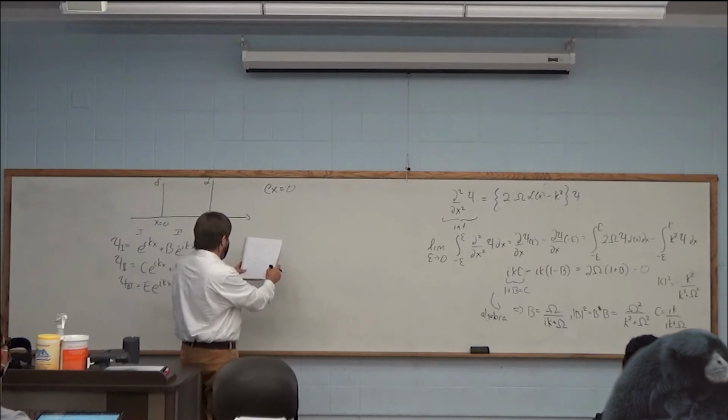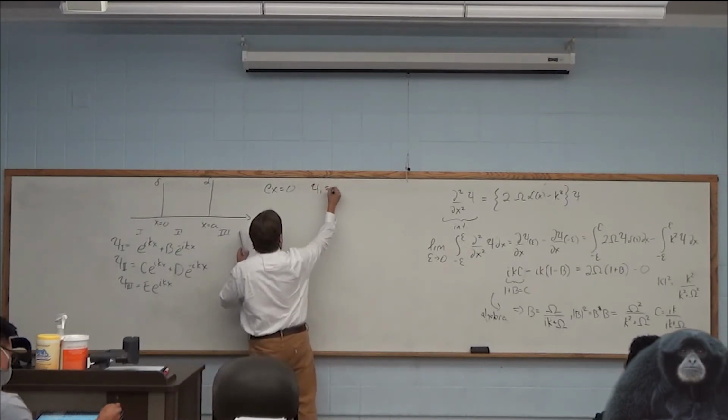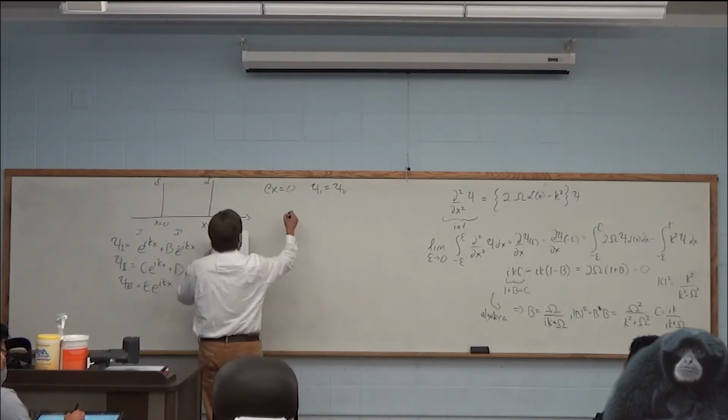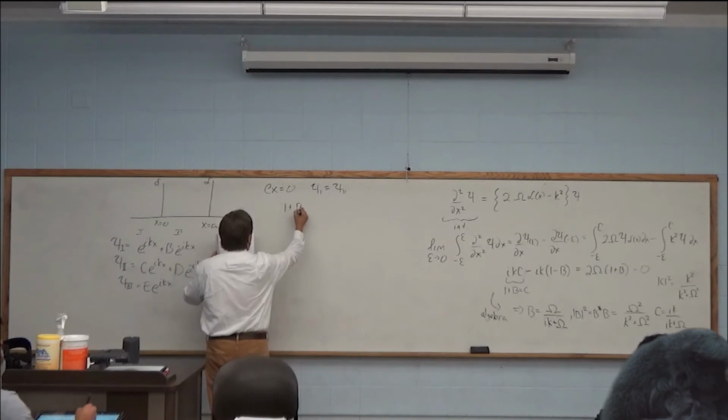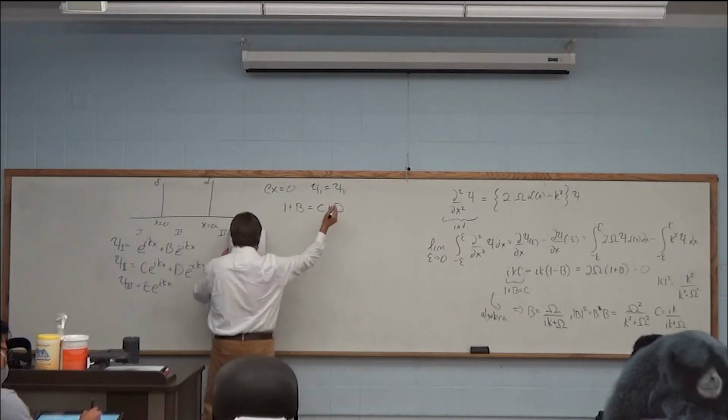Okay, so at x equals 0, wave function 1, in case you get lost, what the heck I'm even doing? Wave function 1 is equal to wave function 2. So 1 plus, and we're at x equals 0. So thank God we got that going for us.